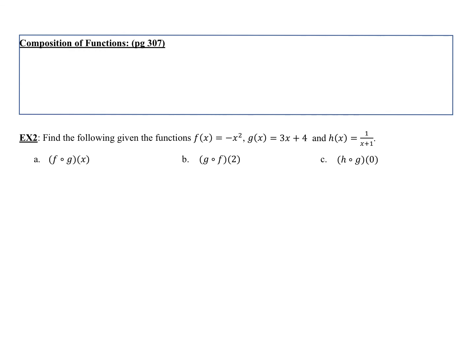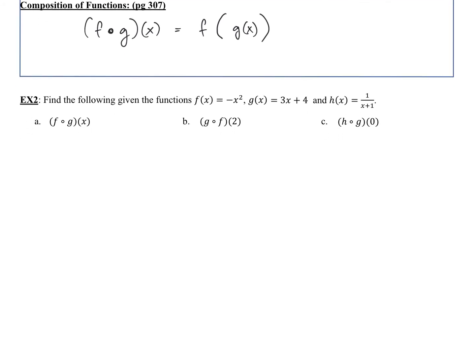So if we have, for example, f, and we call this of, so it's a little circle, don't fill it in. So f of g of x, this is the same thing as f, and inside of f, we're going to input g of x. Kind of interesting.